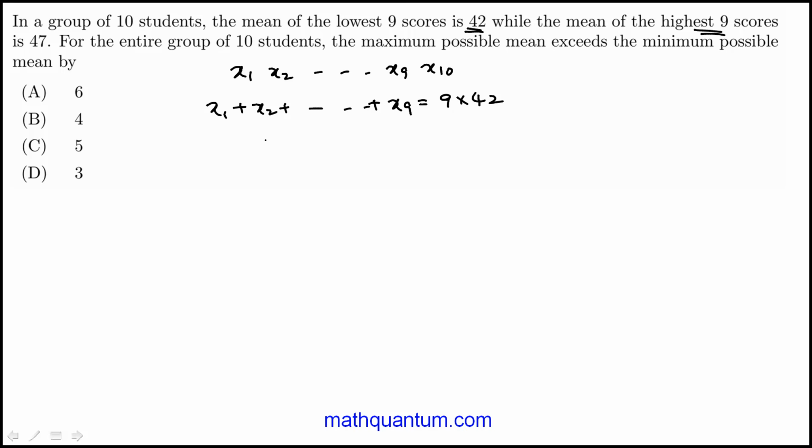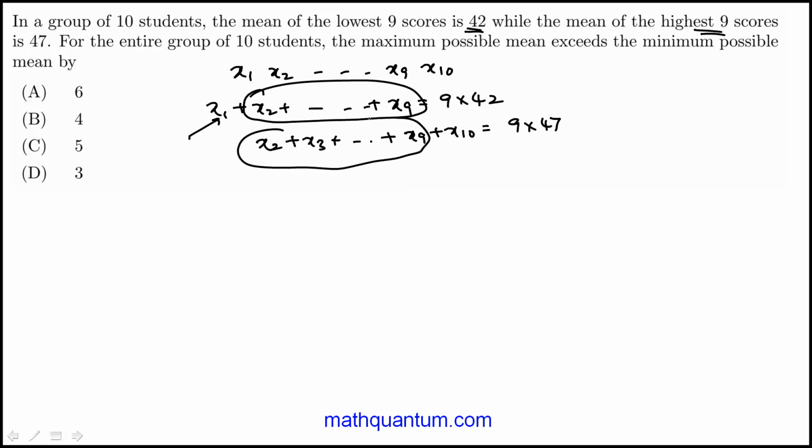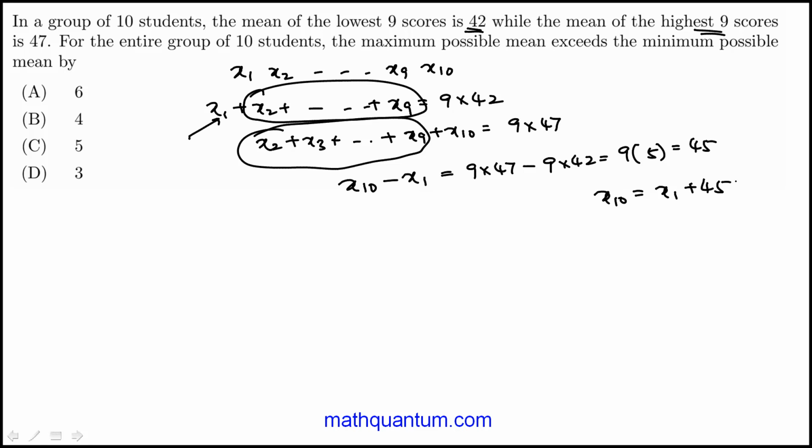And then similarly here, x2 plus x3 and so on, because we're looking at the 9 highest scores, would be equal to 9 times 47. So if I subtract the top from the bottom, you'll notice this piece cancels, which means I will get x10 minus x1 is 9 times 47 minus 9 times 42. If I factor out a 9, I get a difference of 5, or 45. So x10 is x1 plus 45.